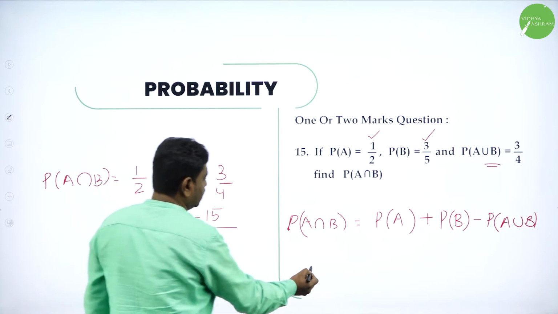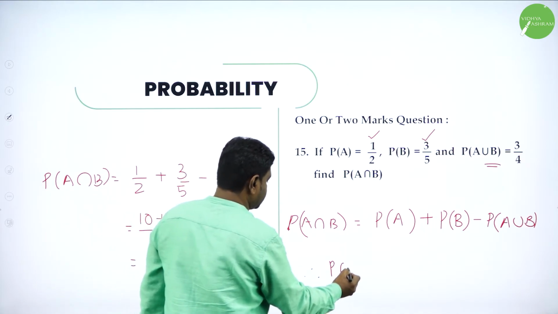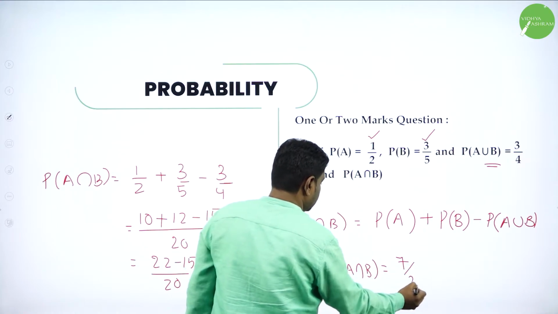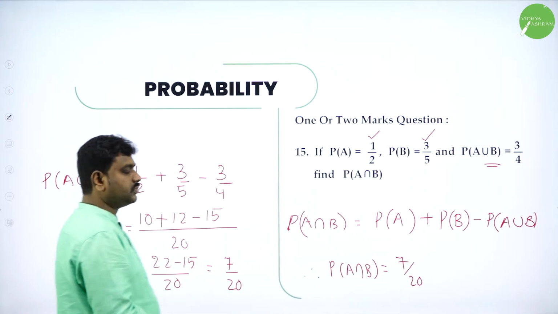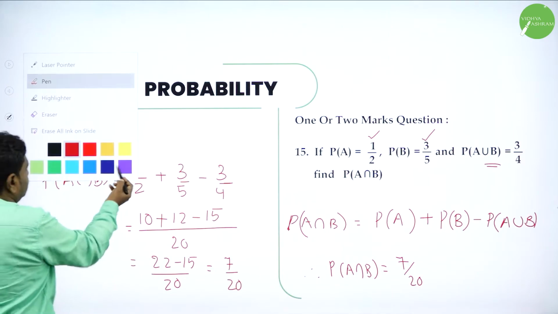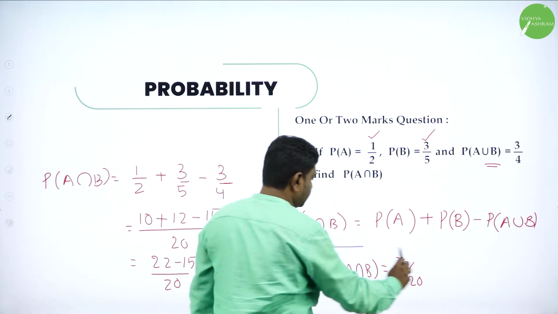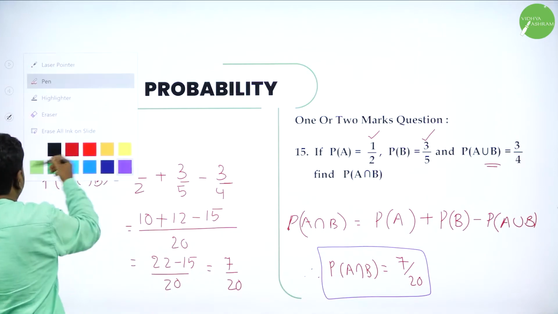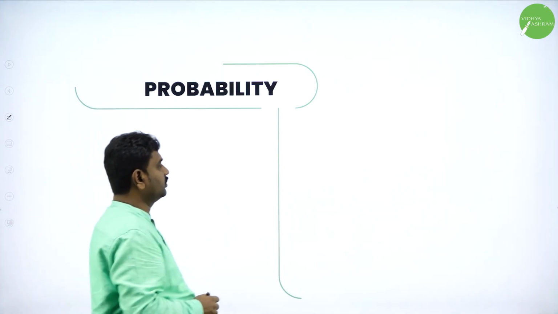So therefore you got the answer. What is the answer? P of A intersection B value exactly is equal to 7 by 20. So we got the answer. What is P of A intersection B? P of A intersection B is 7 by 20. Next, we go ahead with the next one.